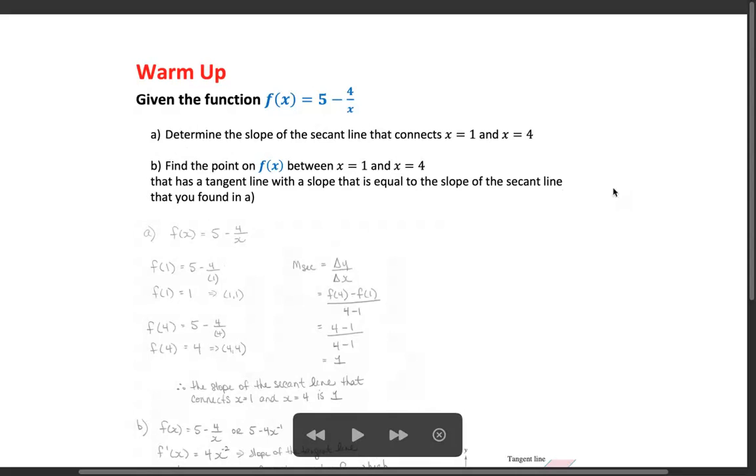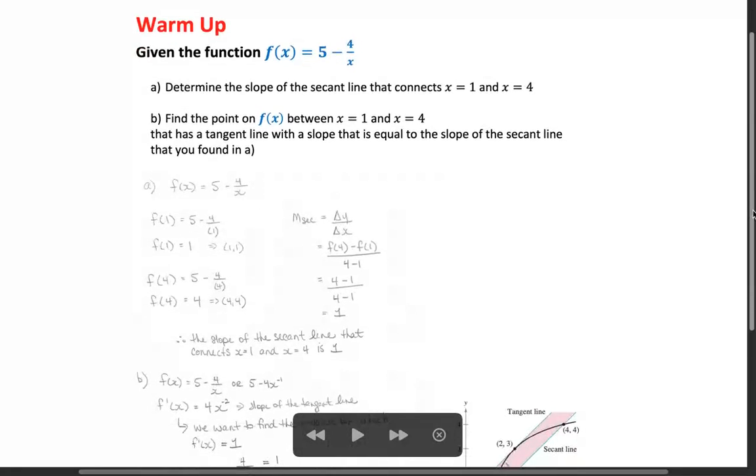So for part A, we're finding the slope of the secant line, like I said, which is the average rate of change. And I know rate of change is delta y over delta x. So the slope of the secant is the change in y over the change in x. We know that the change in y is going to be y2 minus y1, or f at 4 minus f at 1. In this case, I found f at 4 to be 4, and I found f at 1 to be 1. So we have 4 minus 1 for our delta y, and our delta x is just going to be 4 minus 1, because those are the 2 points that we're working with.